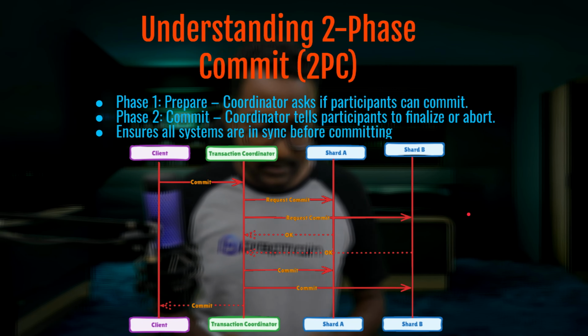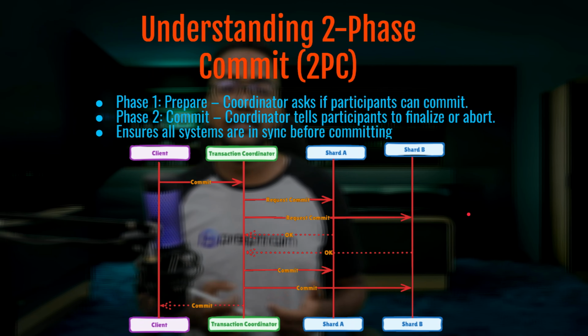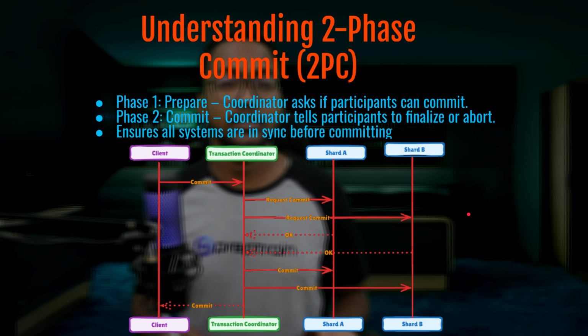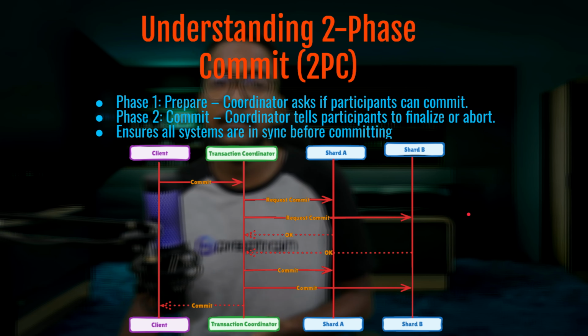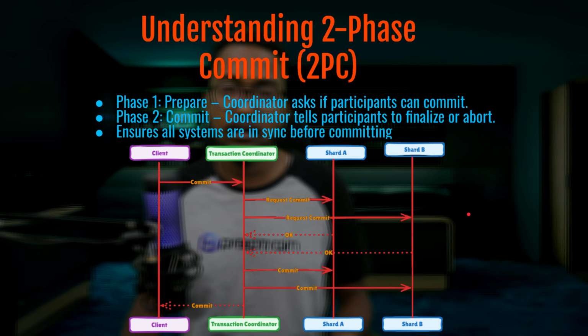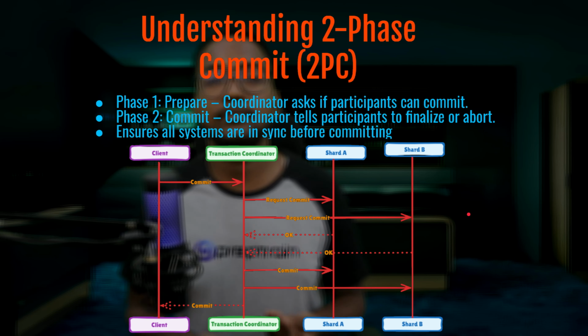Alright, let's talk about the two-phase commit protocol. This is one of the most common ways to manage distributed transactions. Think of it like a project manager overseeing a group task, making sure that everybody is ready before moving forward. So how does it work? The two-phase commit protocol is broken down into two phases.